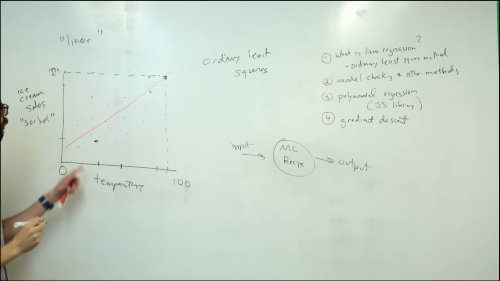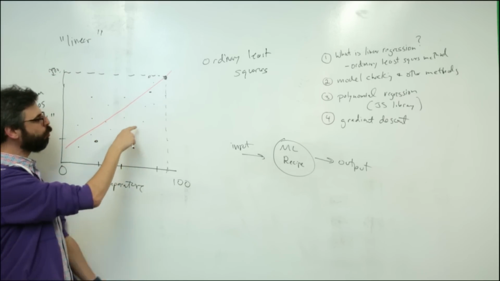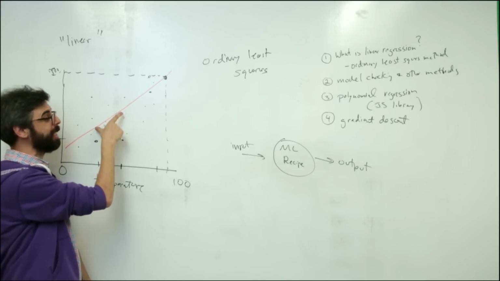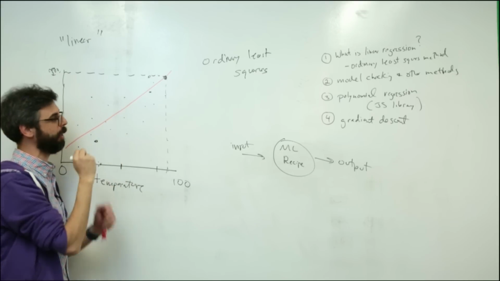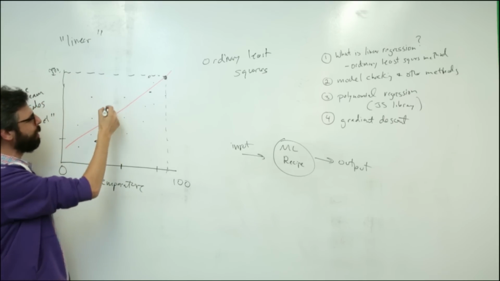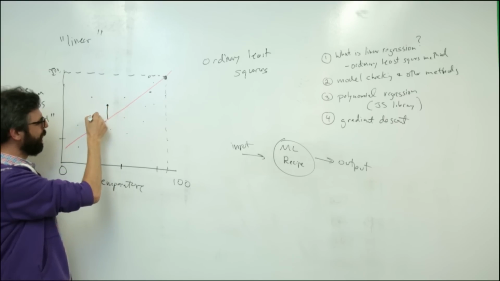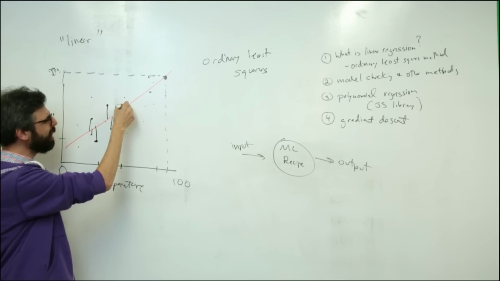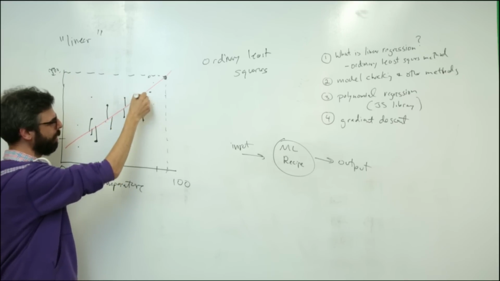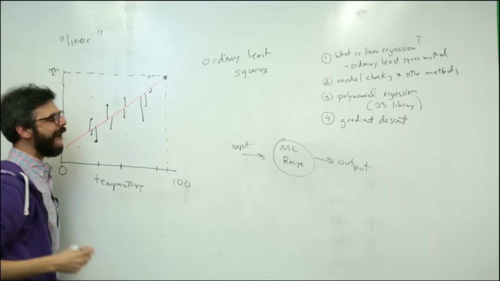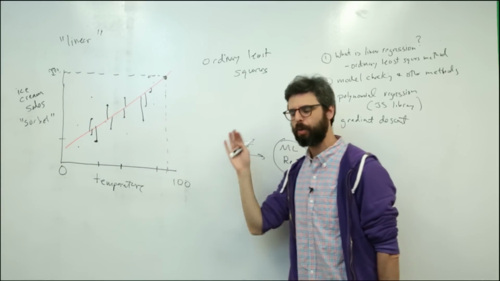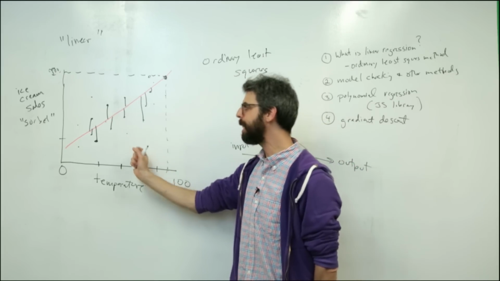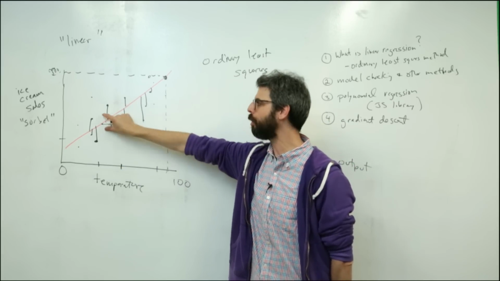Okay, so if we look at this line, this is the line that we've fit to the data, as a human being eyeballing it. One thing I can do is look at how different each one of these data points is from the line, essentially its distance from the line. The idea of the least squares method is we want to find the line that minimizes all of these distances.